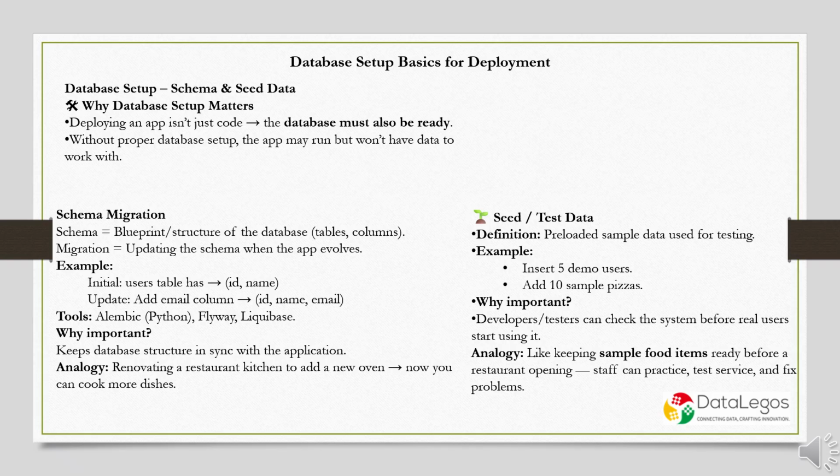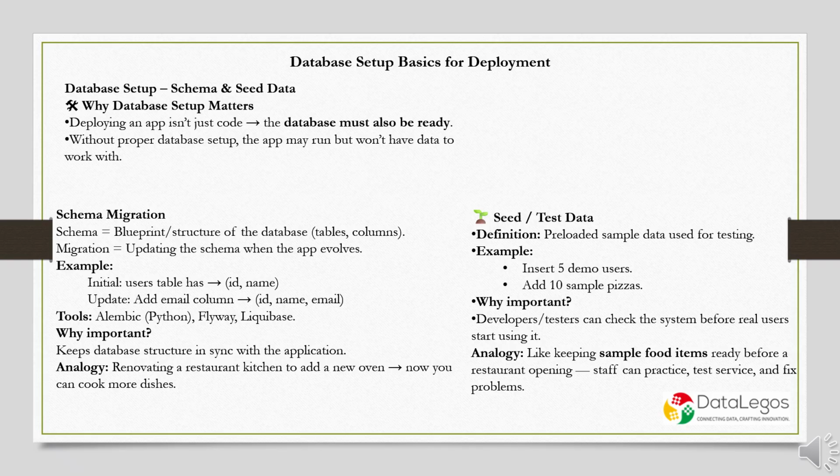Why database setup matters. Without the right setup, your features won't have the tables or sample data they need. The app runs, but nothing useful happens. Schema migration. Think of the schema as the blueprint of your database, tables and columns. A migration updates that blueprint as the app evolves.